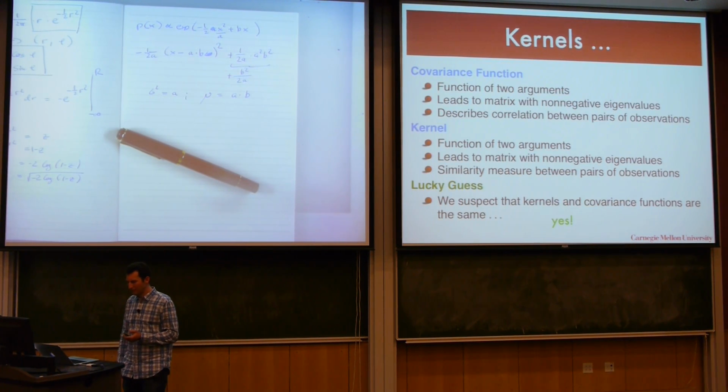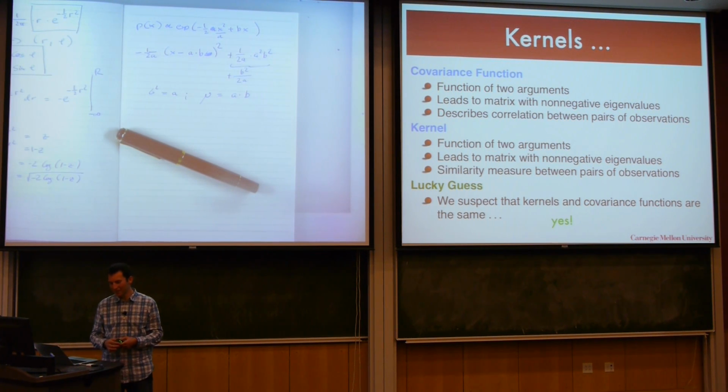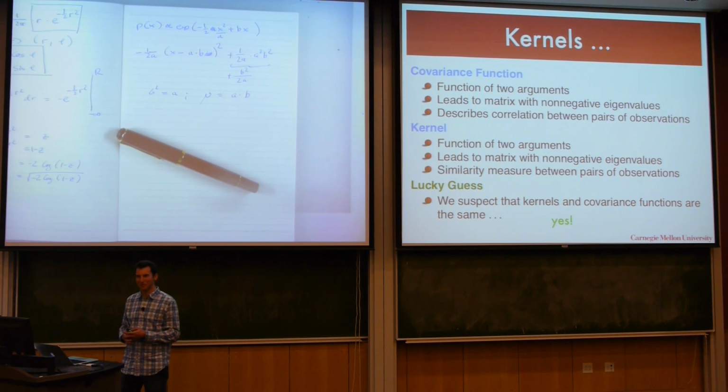So now, as already hinted at, kernels. In this case, we have this covariance function, it takes 2 arguments, it gives us matrices that have no negative eigenvalues, and this describes the correlation between pairs of observations, right? This is the covariance function. A kernel also takes 2 arguments, also gives us a matrix with no negative eigenvalues, and gives a similarity measure. So if you squint at it hard enough, you think, this looks very similar, and as a matter of fact, they are the same.